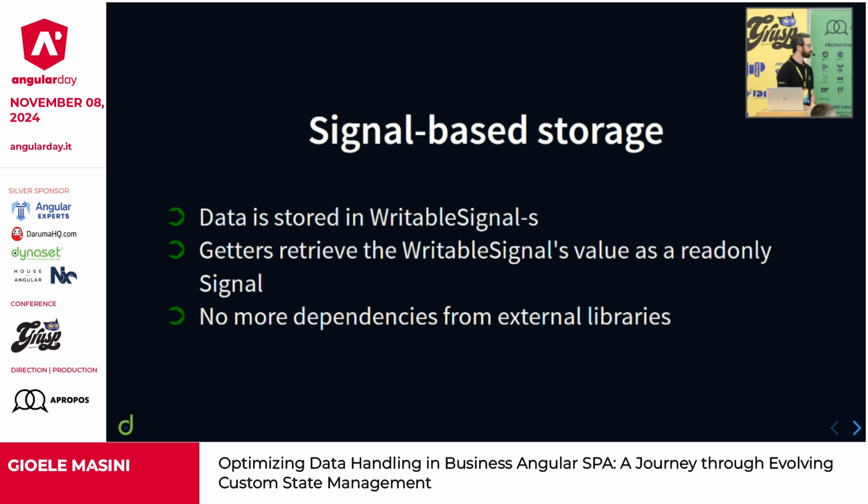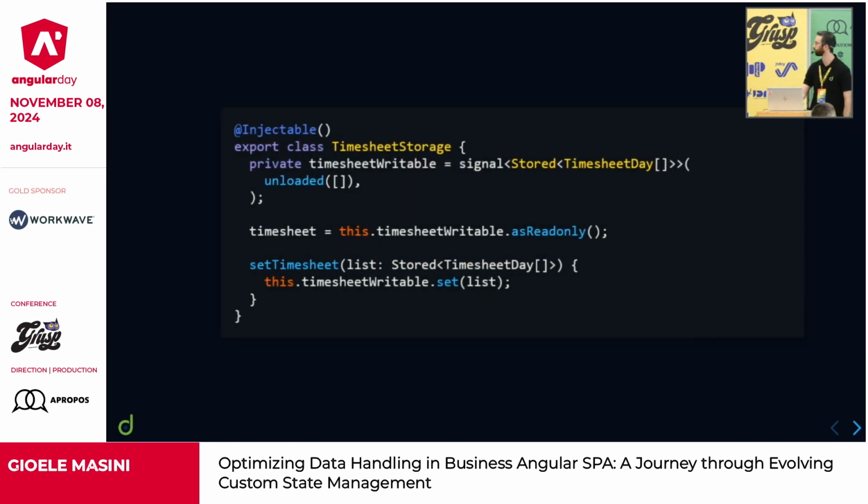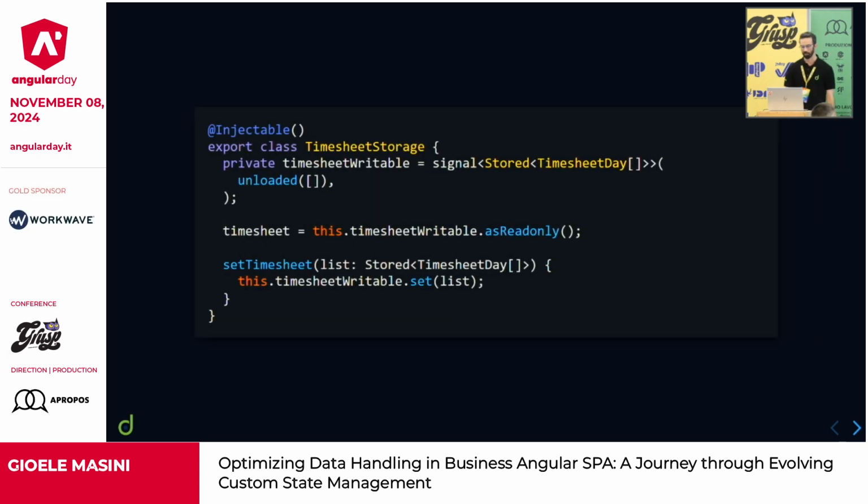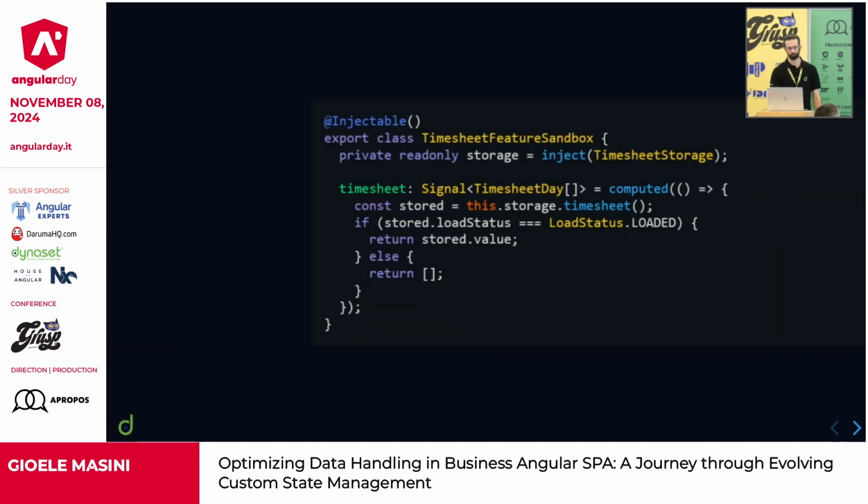Data is stored in writable signals. Our getters simply retrieve the writable signal, but in a read-only way. And we have no more external libraries, at least to develop our user interface. Let's see our code. You can see that it's really the same. To create an instance of a signal, we have the function signal, and we have a read-only and a setter. Nothing else. It's really simple.